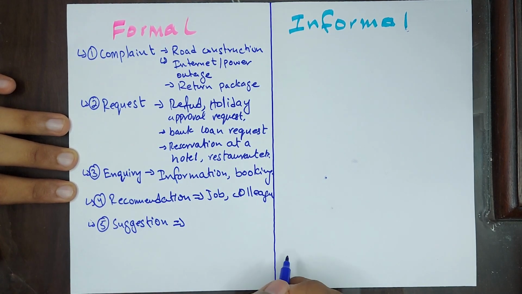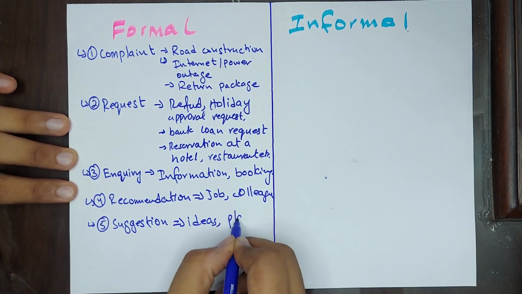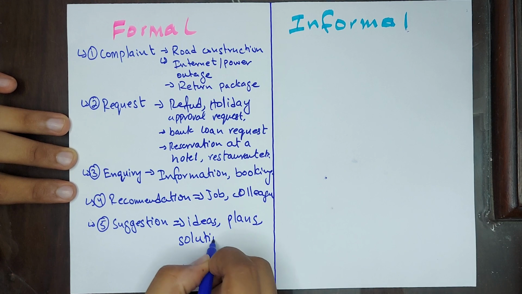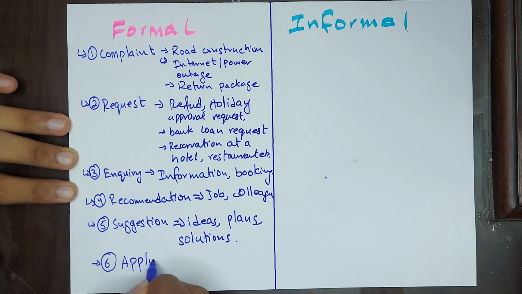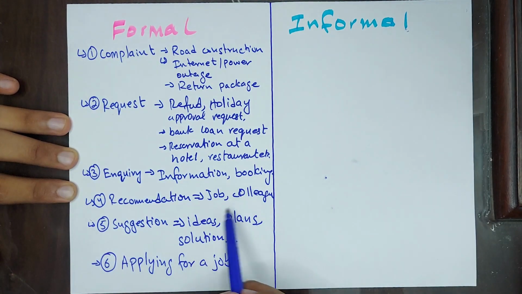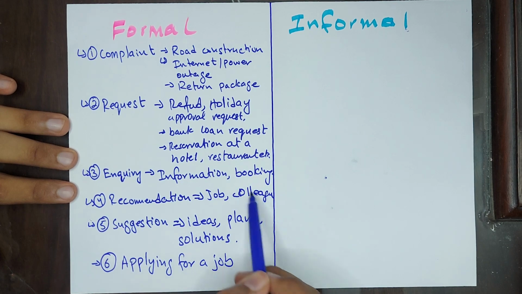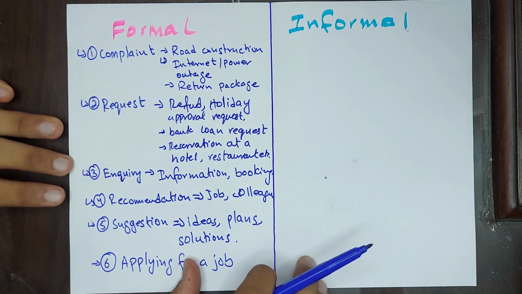Okay, and the type of suggestion, it could be ideas, plans, solutions. Okay, and let's suppose another could be for the working class applying for a job. This is not exactly the same as this, because this is another category of formal writing where you're asking for a recommendation for your job, either from your employer or from your colleague, and this is you're formally applying for a job. This is where it comes in.